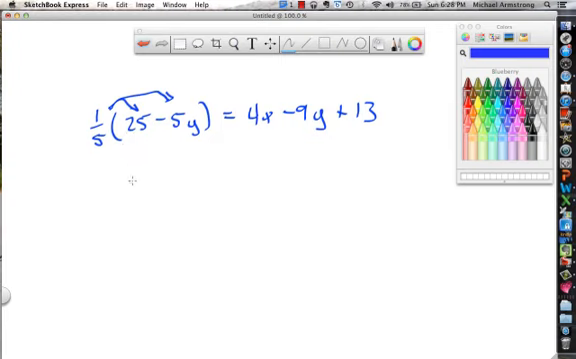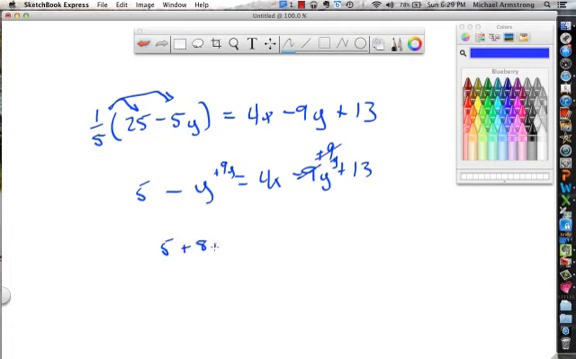1/5 times 25 is 25/5, which is 5. And 1/5 times 5 is 1. So it's just 5 minus y equals 4x minus 9y plus 13. We're going to get all of our y's on one side and get this number on the other side. But let's add 9y first to both sides. Negative 9y, positive 9y cancels out. So we have y plus 8y, or 5 plus 8y equals 4x plus 13. Let's subtract 5 from both sides. That cancels out.